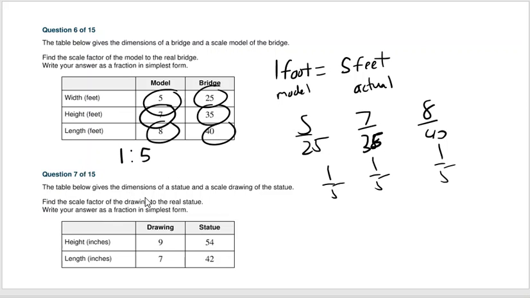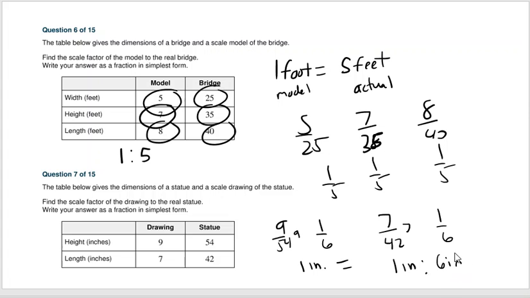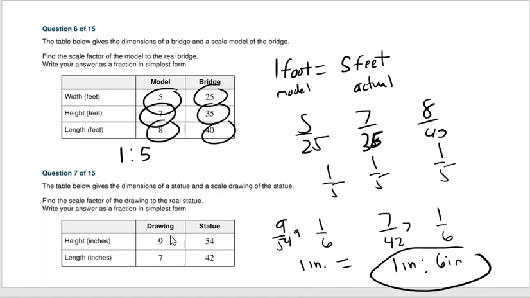Find the scale factor of the drawing to the real statue. Now here, we can see that if we have 9 over 54, that would simplify to 1 over 6. And if we have 7 over 42, that would also simplify to 1 over 6. So that means that for every 1 inch in the drawing, the actual would be 6 inches. The scale factor is 1 to 6, okay? Because we had to multiply this by 6 to get to this.